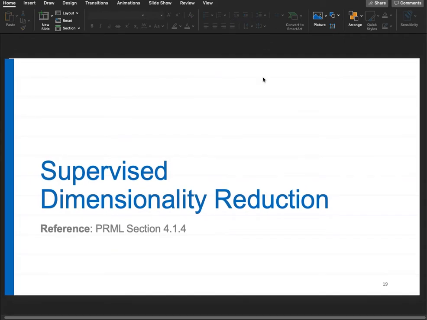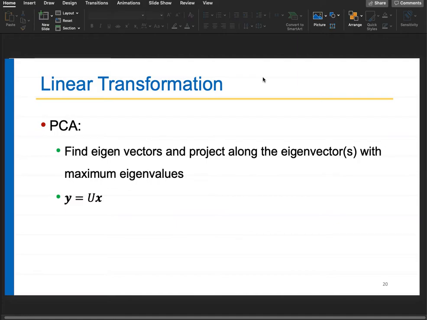Okay, so we saw this example of PCA where you take the vector x and project it along the direction of maximum variation or maximum variance. Let us say u is your direction, or basically u is the eigenvector along which the eigenvalue is maximum, and then y is your transformed low dimensional vector.